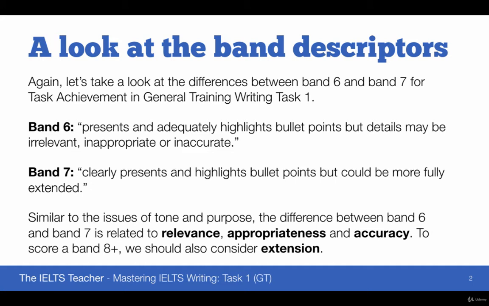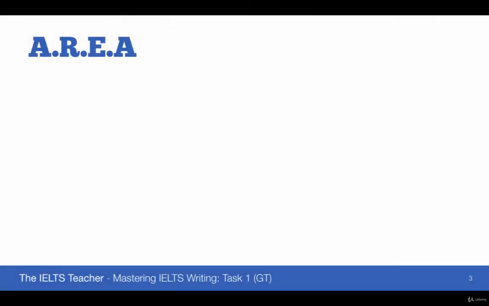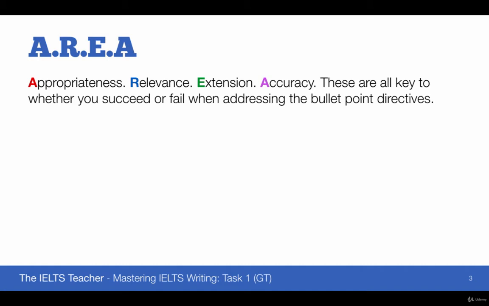So we have these 4 ideas: relevance, appropriateness, accuracy, and extension. Fortunately, if you put those letters together, you can come up with a memorable term: area. A-R-E-A, area. For appropriateness, relevance, extension, and accuracy. So these are all key to whether you succeed or fail when addressing the bullet point directives. Now we're going to look at each one of these in turn, look at what would fail in terms of achieving these criteria, and also what would succeed.